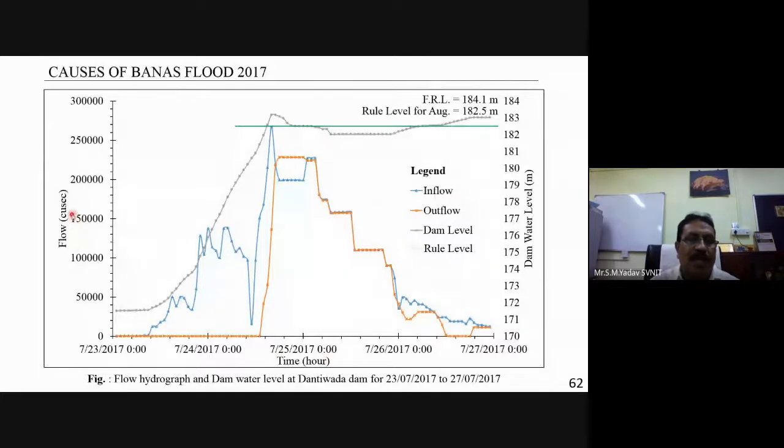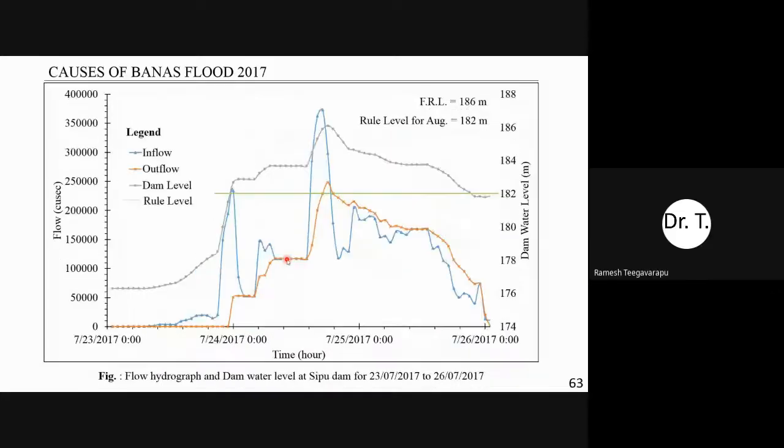It is in cusec, and it comes out to be around 25,000 cusec of water, which has been released from the Dantiwada Dam alone. This is one dam. Similarly, at the same time, I have one question.